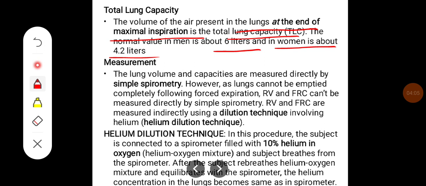The lung volumes and capacities are measured directly by simple spirometry. However, as the lungs cannot be emptied completely following forced expiration, the residual volume and functional residual capacity can't be measured directly by simple spirometry. RV and FRC are measured indirectly using dilution techniques, involving the helium dilution technique.